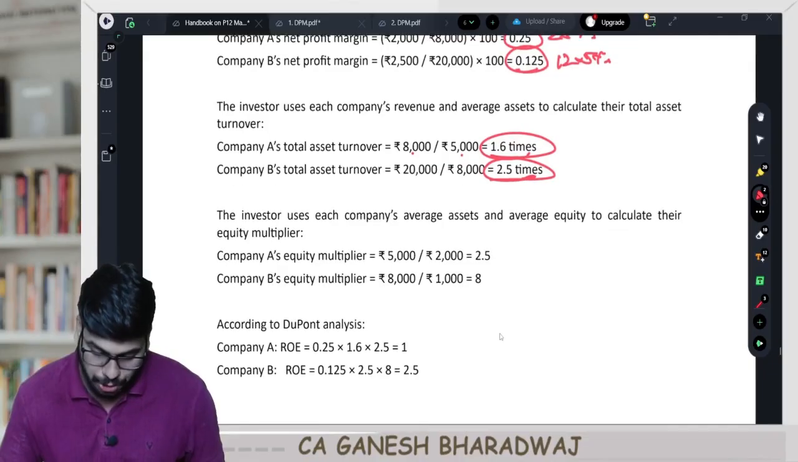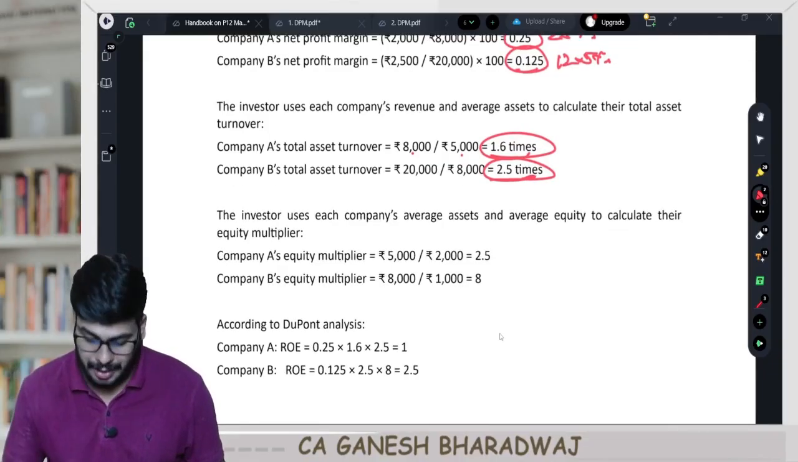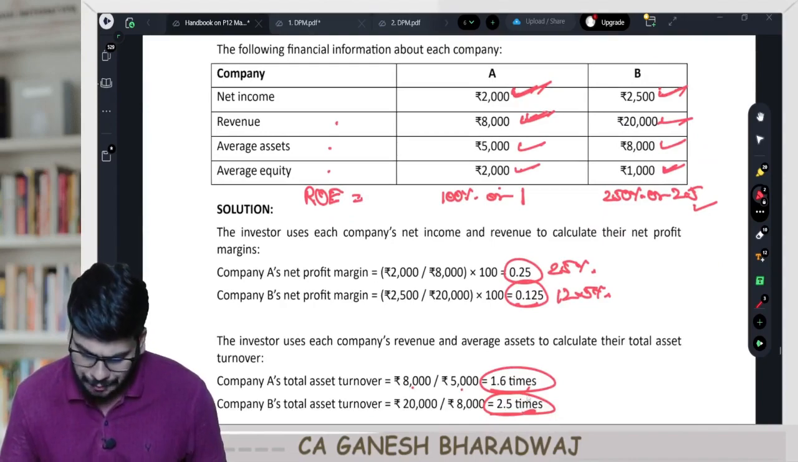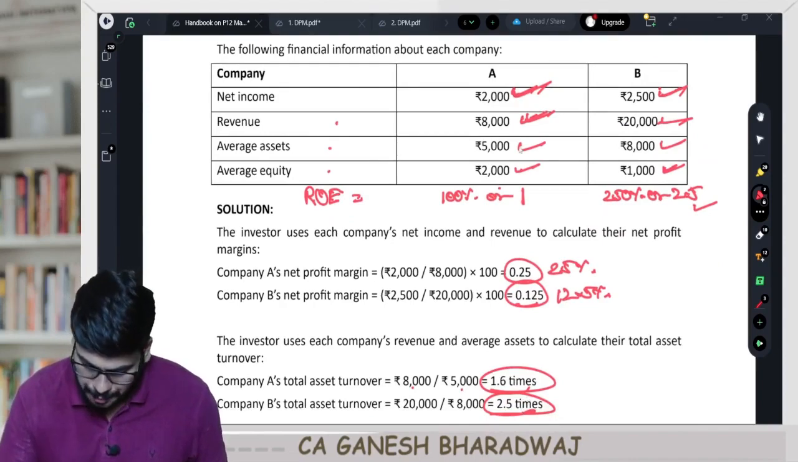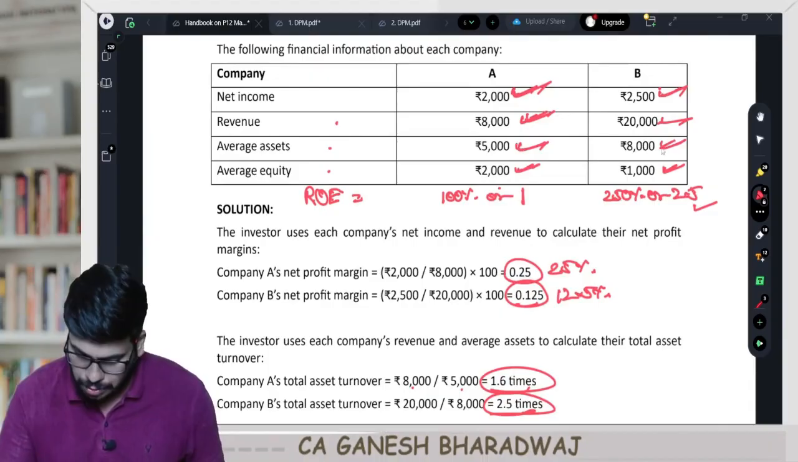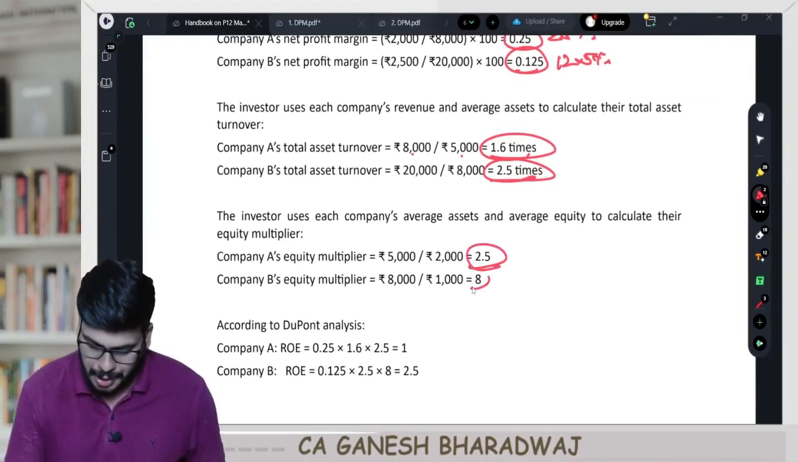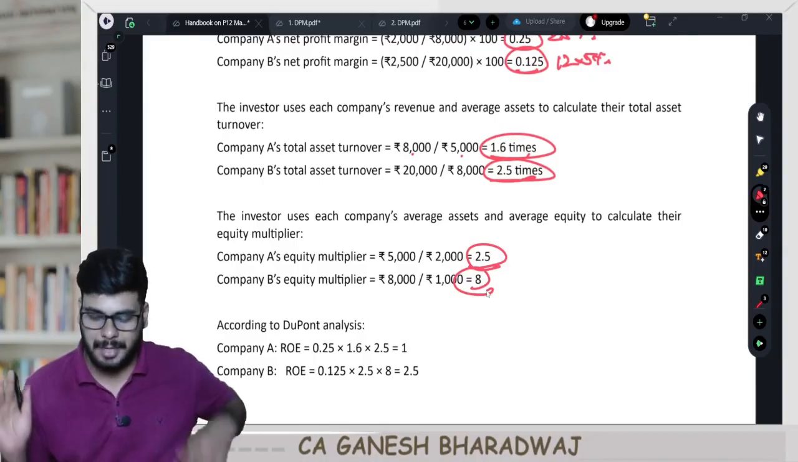Then how about your magnifying effect, that is your leverage effect, the equity multiplier? So here you have total assets upon equity. It's going to be what? 5,000 upon 2,000. Here it's going to be 8,000 upon 1,000. So it's going to be 2.5 for company A and it's going to be 8 for company B. Are you clear with this?